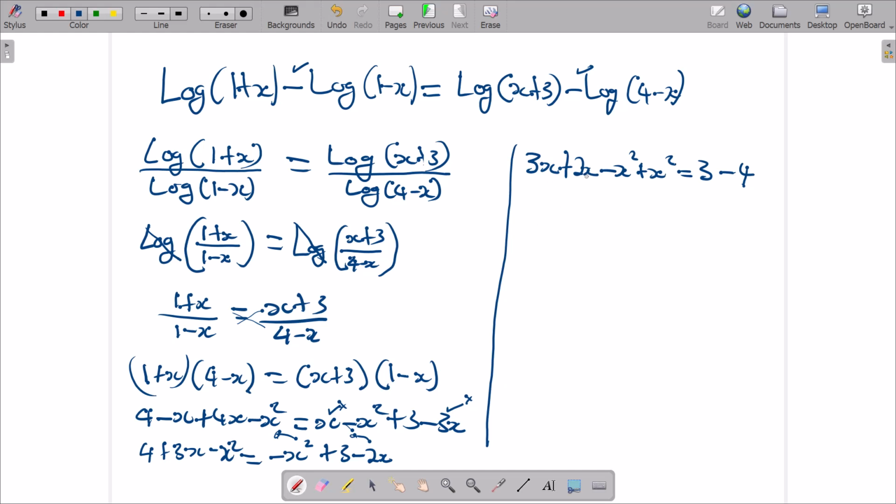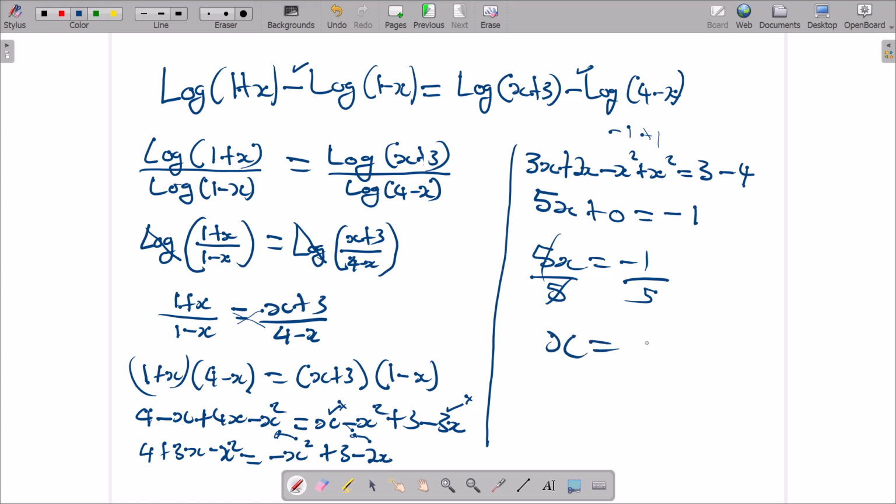So 3x plus 2x here, of course, we get 5x. Minus x squared plus x squared is nothing but 0. It's like minus 1 plus 1. So here, we get 0 is equal to a negative 1. 3 minus 4, you have to check the number line. So here now, 5x is equal to minus 1. We divide both sides by 5. So x is nothing but a negative 1 over 5 for the equation.